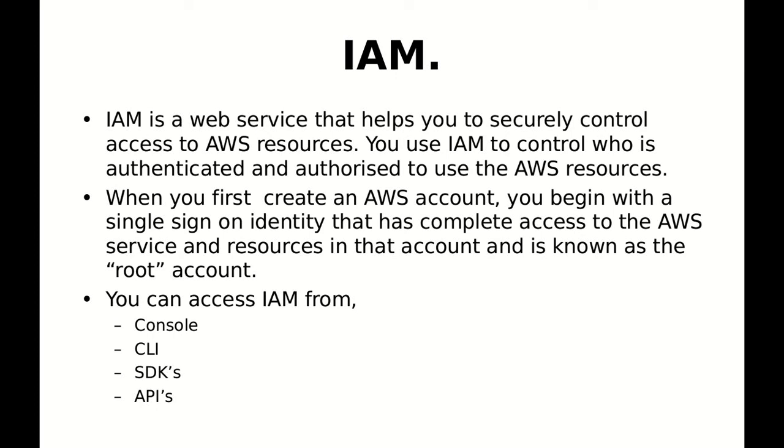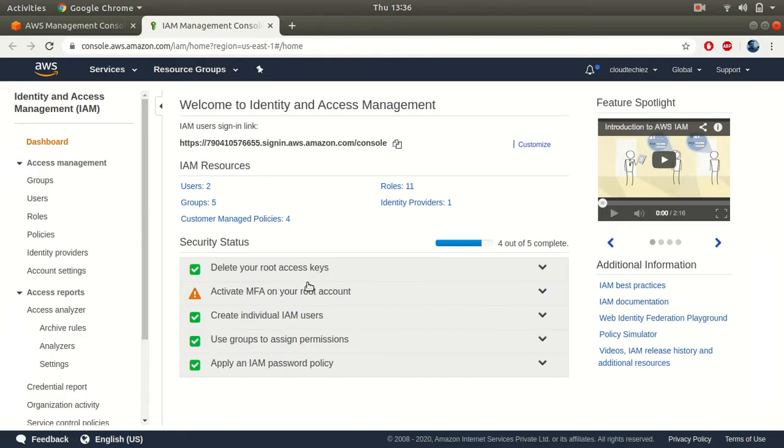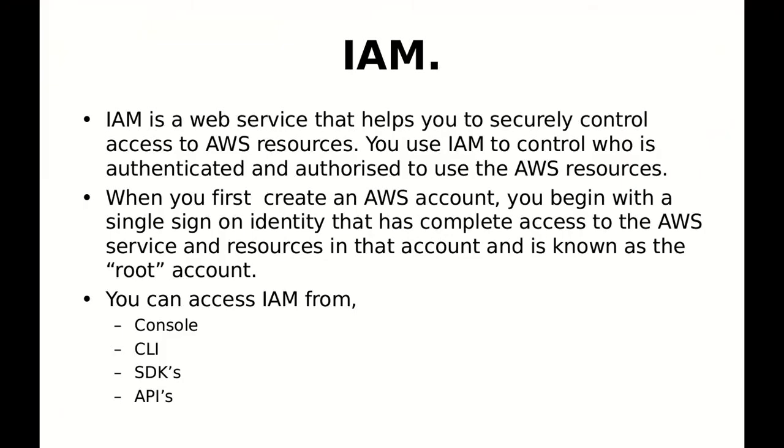Now you can access IAM from the console, from the CLI, SDKs and APIs. So there are multiple ways that you can access your AWS. One way is the console. The console is the online application that we have here. Then we have the CLI mode, we have the SDK mode, and then we have the API mode. CLI is your command line interface, which I'll be covering later on. Then you have the SDKs, which are software development kits, and you can also do API calls, which is your application programming interface calls to your AWS services.